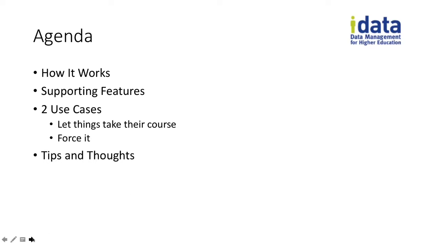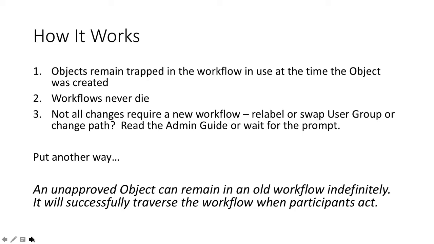All right, so how does it work? There are these first two points I want you to remember. The first one is objects, in our case today, definitions. We're going to be talking through this example using a definitions workflow. So in our case, definitions or objects remain trapped, I use that word trapped, in the workflow that is in use at the time that particular object or definition was created. So a specification would remain trapped in the specification workflow that was in use at the time that that specification was created. It's helpful to remember that.